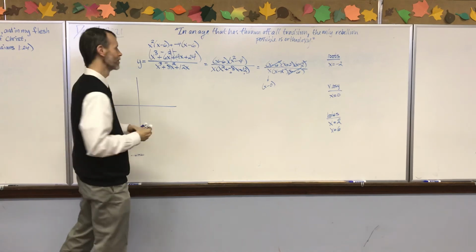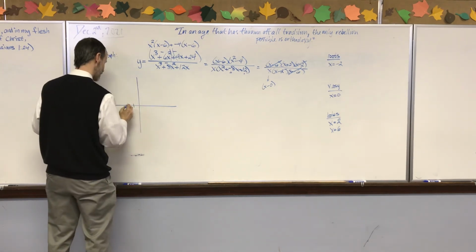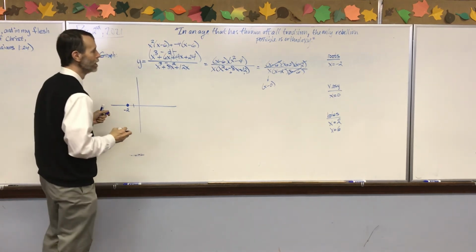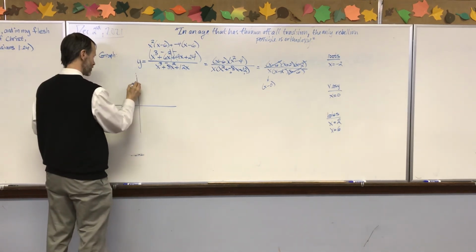Yeah, where's the root? Negative 2. At least I can get an x-intercept at -2. Okay, what else? And vertical asymptote at x equals 0. A vertical asymptote at x equals 0.